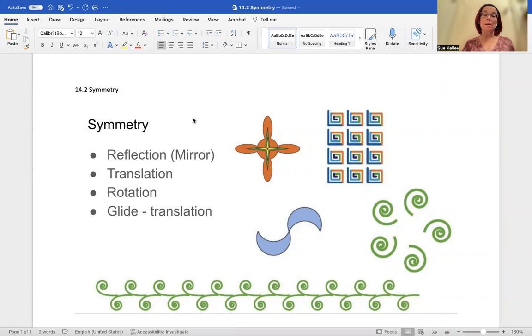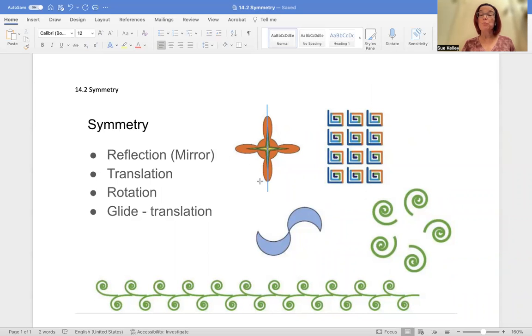So the basic symmetry that you've probably heard of before involves reflection or mirror symmetry. So, for example, in this shape here, we could draw a line of reflection down the center of the shape. And if we folded it in on itself, it would match up. It would be the same. And so that's what we mean by reflective or mirror symmetry.